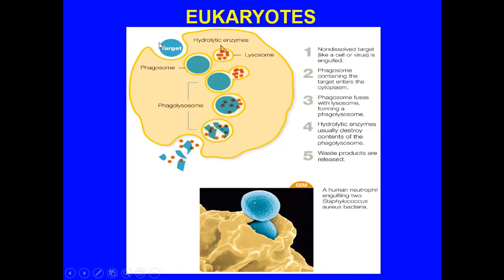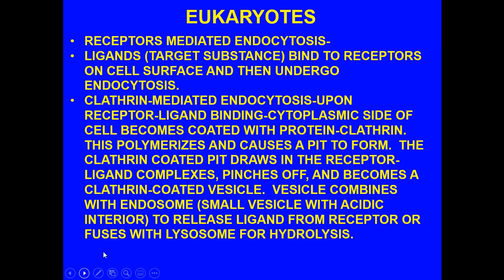In this case, what you have is a target, which when engulfed has a phagosome. Here's a lysosome with its hydrolytic enzymes. These fuse together, forming a phagolysosome. The enzymes break down the substances that are in this phagosome, or phagolysosome now, and then it may be either expelled or broken down to substances that can be used by the cell. Okay? Here's an example of a scanning electron micrograph of a human neutrophil engulfing Staphylococcus aureus bacteria.